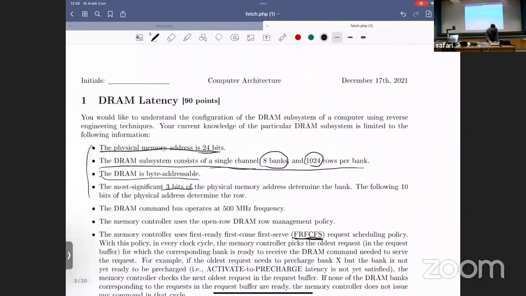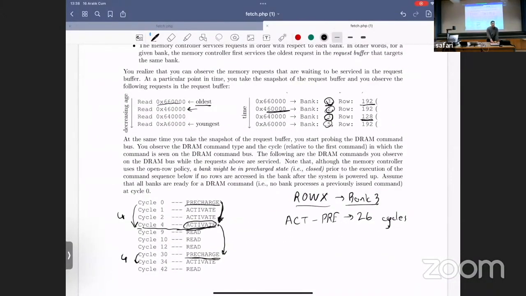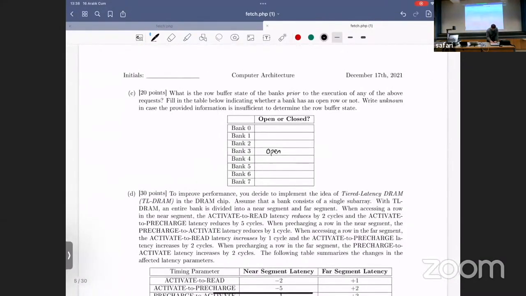We also know that the other banks here, 2 and 5, they're closed because we didn't send any pre-charge commands before sending the activates for them. So 2 and 5 are closed. And we have no idea about the rest. And these are unknown.